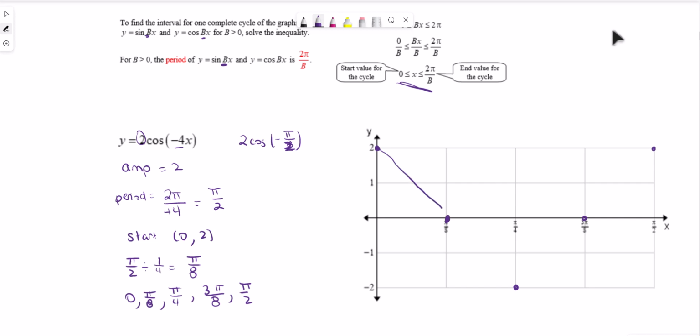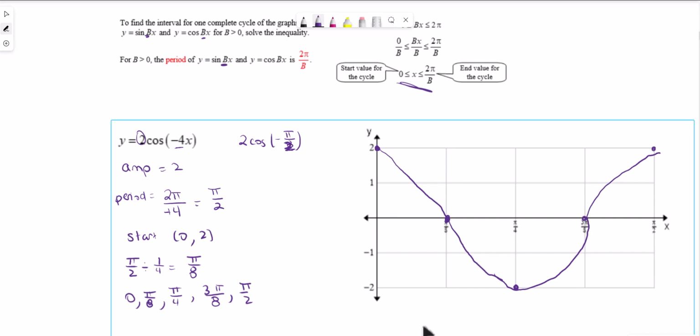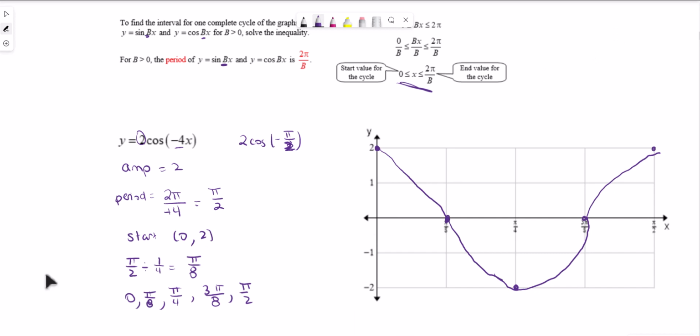Then I just have to draw it. That looks more like a straight line than a curve, but hopefully you understand what's going on. That's a really bad curve. Okay, so now we know what happens if we multiply by the 2. It just makes it go higher.